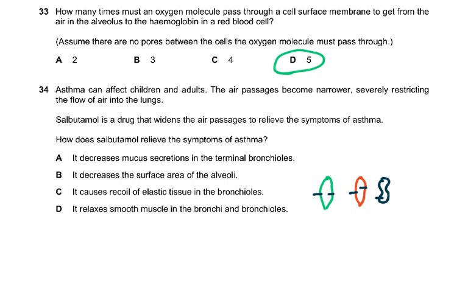And then it says question number 34. Asthma can affect children and adults. The air passages become narrower, severely restricting the flow of air into the lungs. Salbutamol is a drug that widens the air passages to relieve the symptoms of asthma. How does salbutamol relieve the symptoms of asthma? It's telling you that passages become narrower. How do arteries vasoconstrict? Muscles in the wall of the arteries. So the answer to 34 is D.